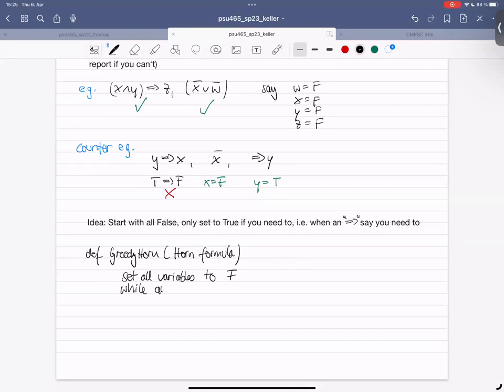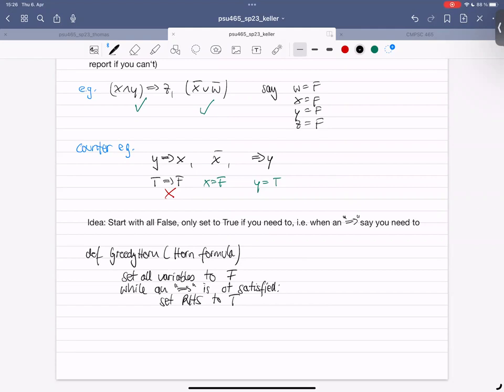So while an implication is not satisfied under the current assignment, you simply set the right-hand side of that implication to true. So this is the only way really to satisfy an implication that is not satisfied. You simply set the right-hand side, which is a single positive variable, to true.